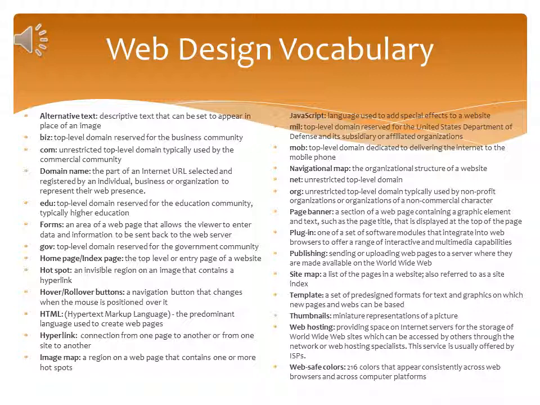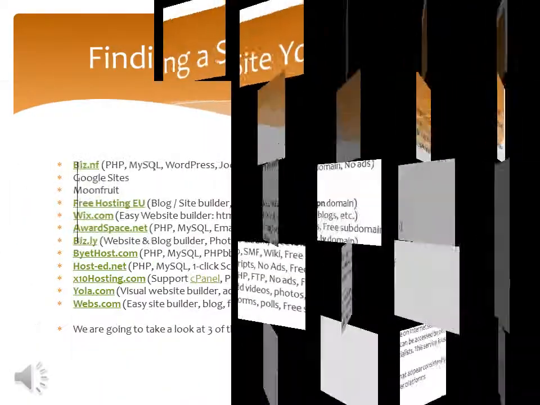And web safe colors, there's 216 colors that appear consistently across web browsers and across computer platforms. So during this class, we may actually be hearing some of these terms. If at any time you can't remember what they meant, or if I don't explain it thoroughly enough while we're in there, then you can always come back to the slide and refer to the vocabulary that we have here. So go ahead right now and just pause this class and briefly reread all these and get yourself familiar with some of these terms.